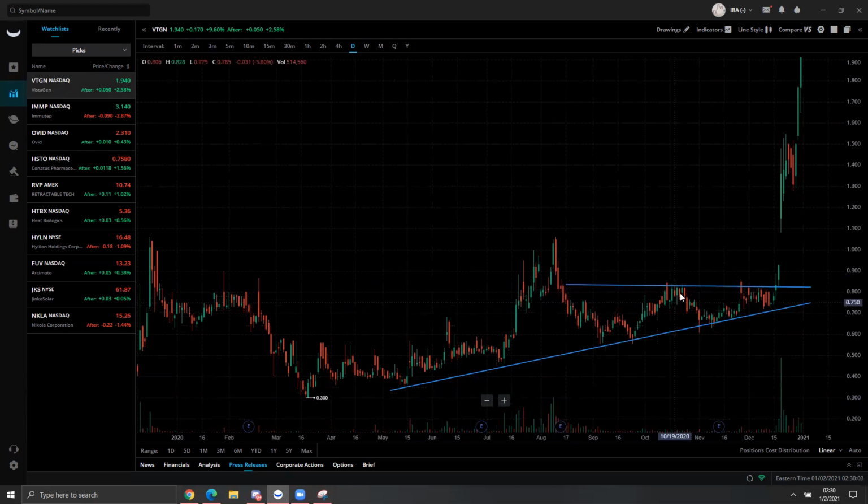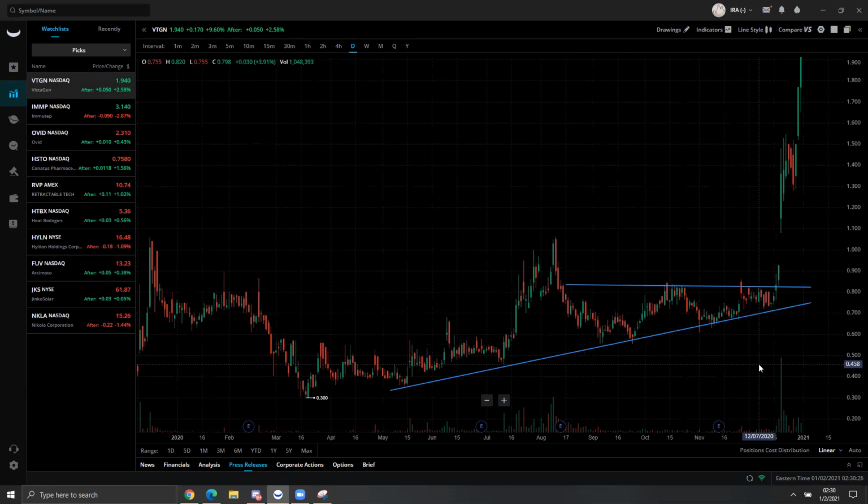But over the same period of time, the price has actually made higher lows. So essentially what's happening is price is squeezing in this tight range right here, right? And when a price is squeezing in a tight range, there's a very high chance that there's going to be a big move coming in the price in either direction in the very near future.